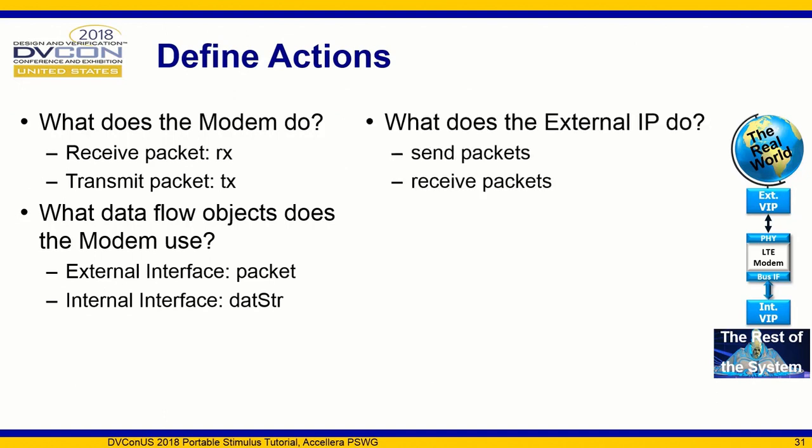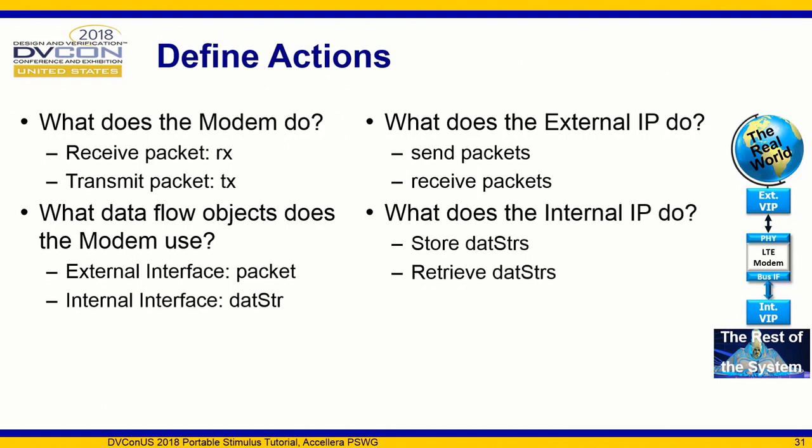So what does the external IP do? Right? It's modeling the real world. As far as this thing is concerned, all the real world does is it sends packets in and gets packets out. It might do other things, but we're not going to go there. Right? There might be interrupts, whatever. All we're worried about for the purposes of this tutorial is it's going to send packets in and get packets out.